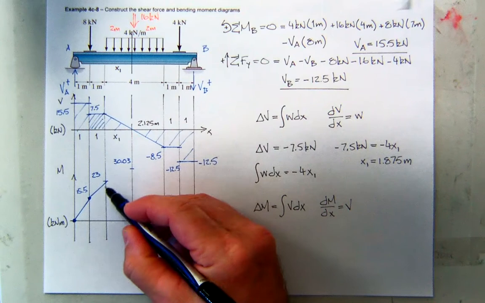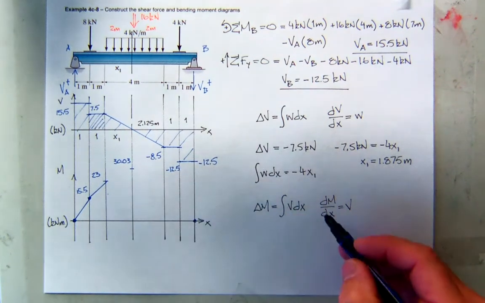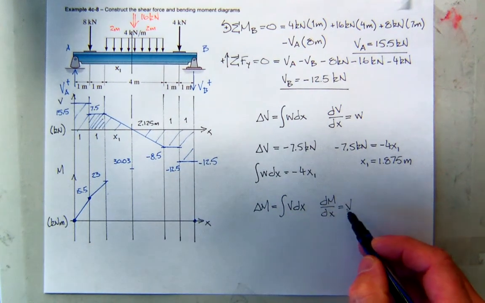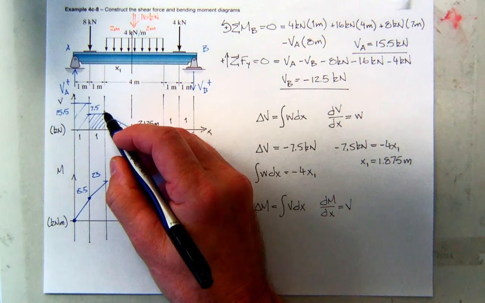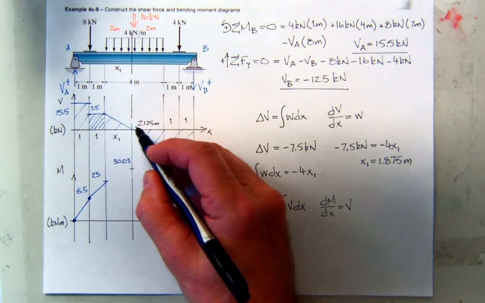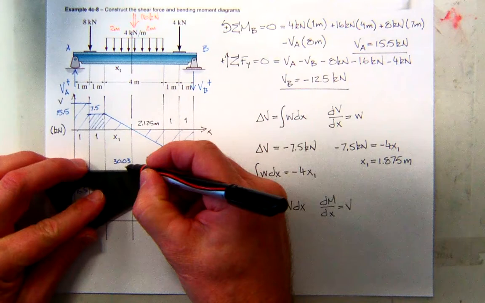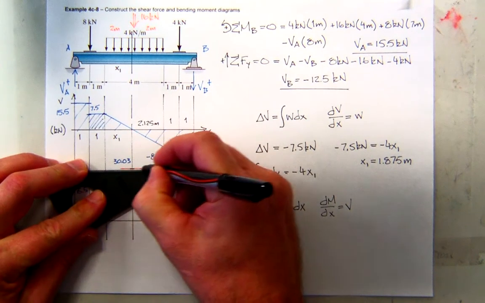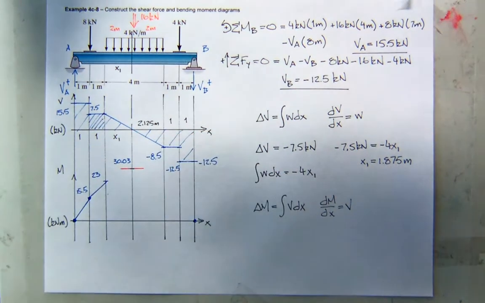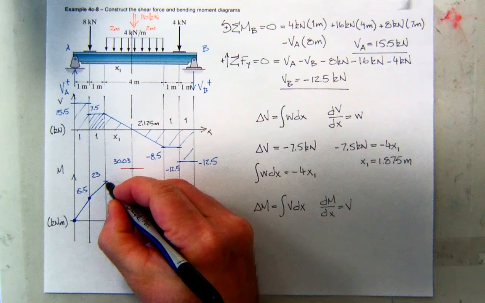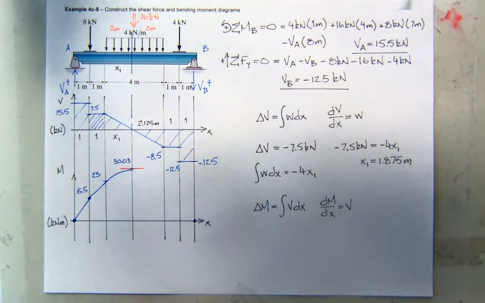What's the shape of this curve? If you look at the derivative, it says it's the shear, and the shear starts off at 7.5 and gets smaller to 0. So the critical thing here is that the slope here is 0. The slope here is equal to this, so you get this little kind of parabolic section.